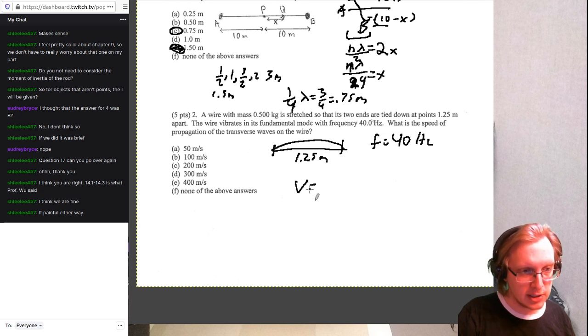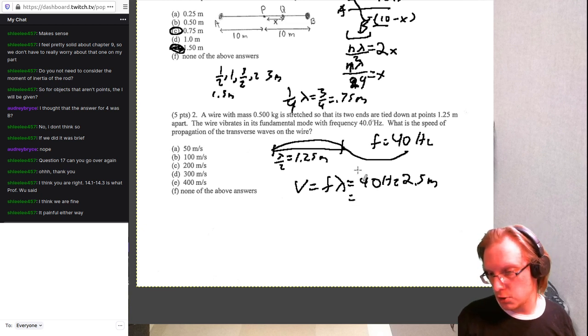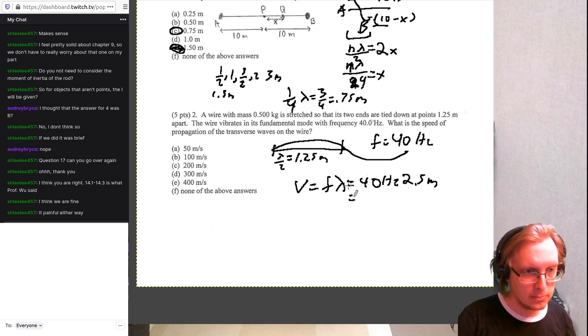Okay. So v is equal to f lambda. Oh well, if it looks like this, well then my other wave is over here, so this is actually lambda over 2. So that means that lambda, so I have my 40 hertz here. Lambda is 1.25 doubled, which is 2.5 meters. So 2.5 times 40 is 100. 100 meters per second.